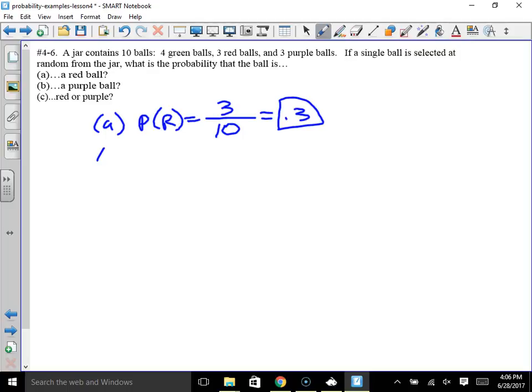Okay, for B, it's a purple ball. The probability of a purple ball being selected, again, from the 10 balls that you could select from.